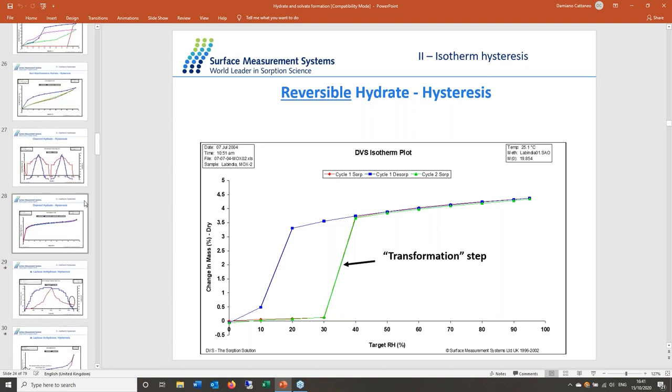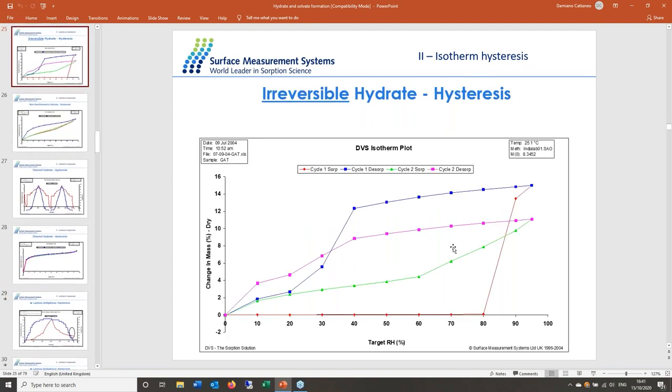If I look at something like these, for example, this sample changes over time, which means that if I want a sample that is perfectly dry, and if I want this anhydrous form, I need to be careful to never expose the sample over 80% relative humidity. Otherwise, the transition clicks over, and I go to a situation that is irreversible.